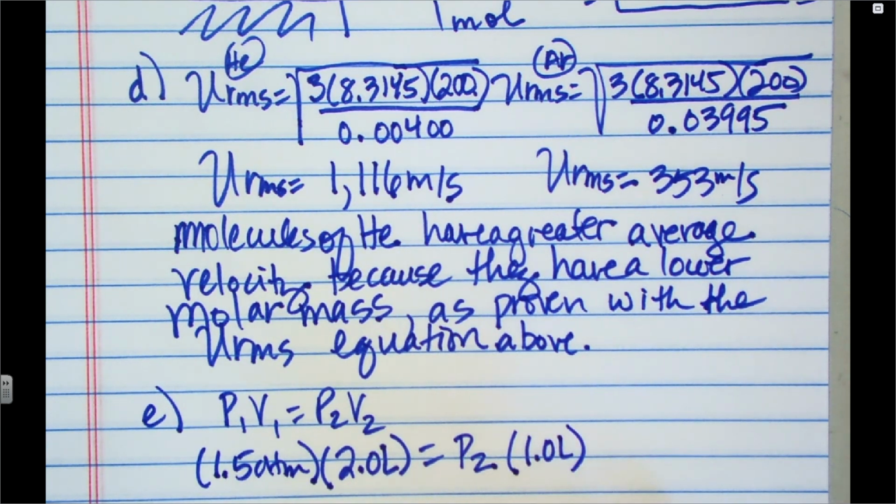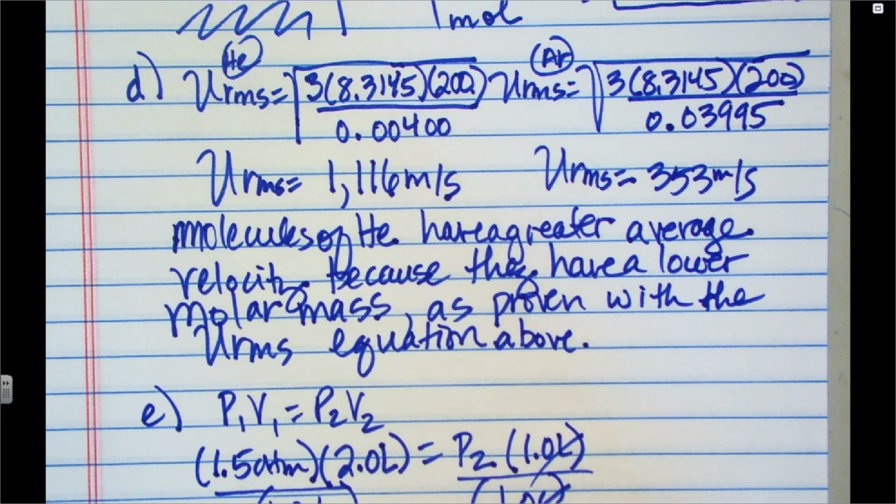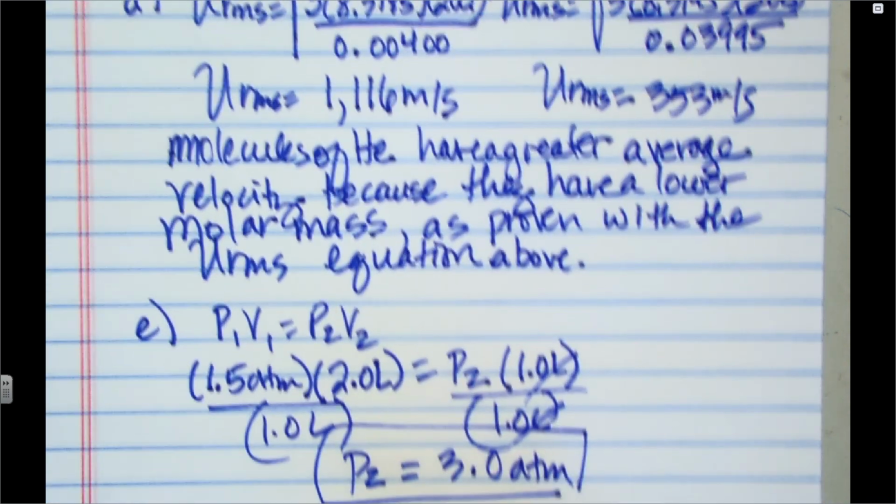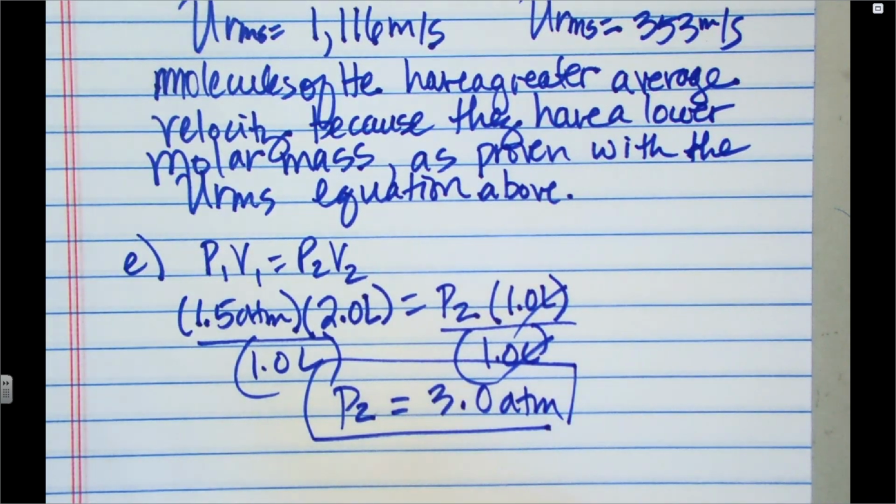For this one, you're going to divide both sides by 1, and that's going to solve for P2. So if you plug in 1.5 times 2 divided by 1, that is 3.0 atmospheres. And that finishes up this free response number 2. So, 3.0 atmospheres.